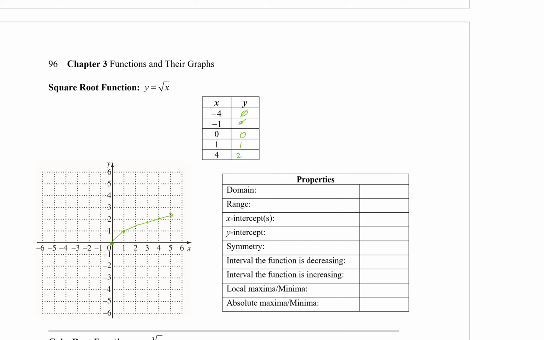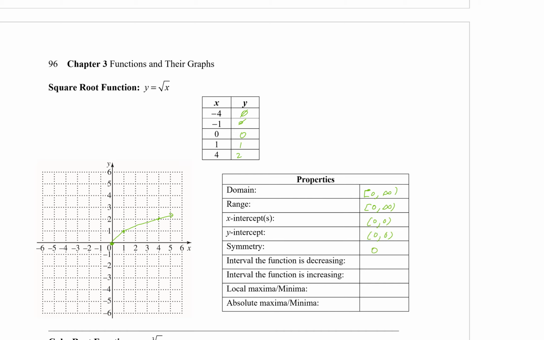There you go. So the domain is starting at 0 and then forever to the right. So from 0, including 0, to infinity. The range is also starting from 0 and going forever up. So the range can be said to be the same as the domain, which is 0 to infinity. Okay. X and y intercepts are the same. It's the origin.